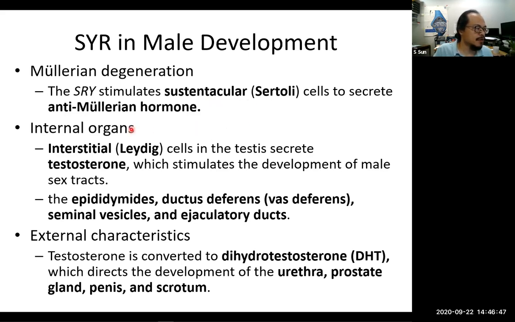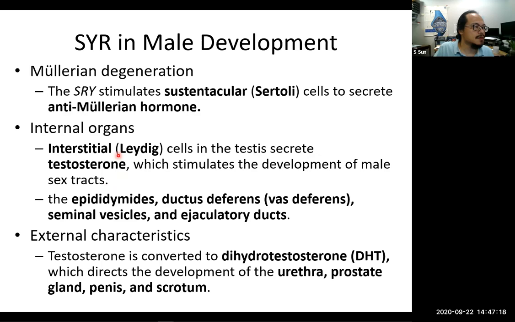And then we also need to have the internal. The internal is the Leydig. This Leydig cell is also called interstitial cell. We mentioned this one earlier. Interstitial cell, Leydig cell. And these Leydig cells are interstitial cells. They are also in the testis. SRY stimulates these cells to secrete sex hormone. The male sex hormone is testosterone.